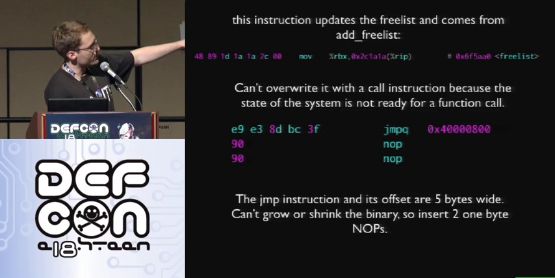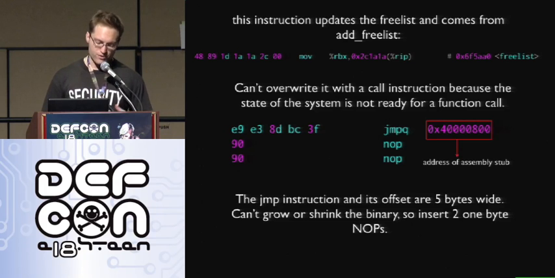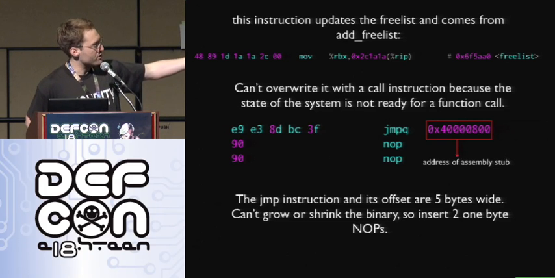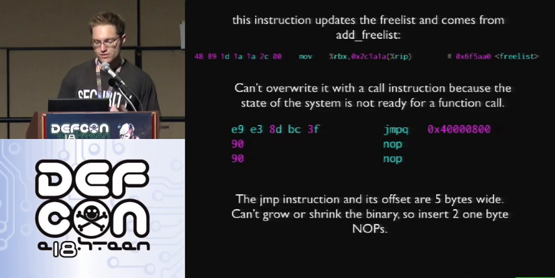It turns out that the move instruction is 7 bytes. The jump instruction, including the offset, is only 5 bytes. Since we can't grow or shrink the binary, we have to insert 2 NOP pads just to make everything work out. This address right there is the address of the assembly stub we're going to transfer execution to. And when the assembly stub finishes, we want to return back to this NOP and then just fall through and continue executing as if nothing happened.